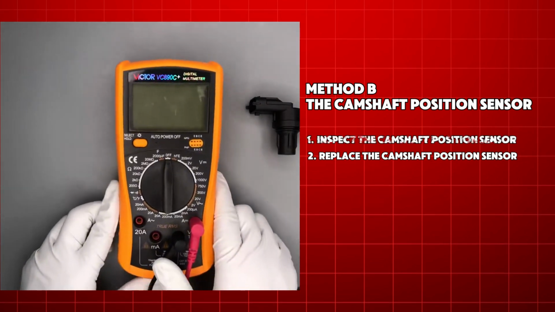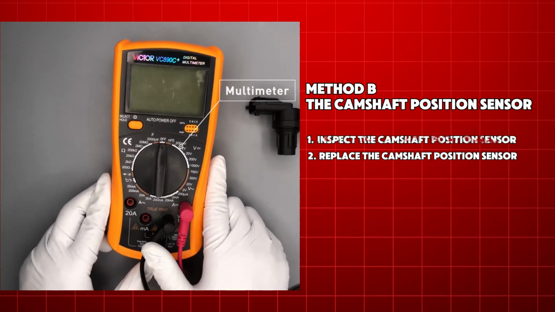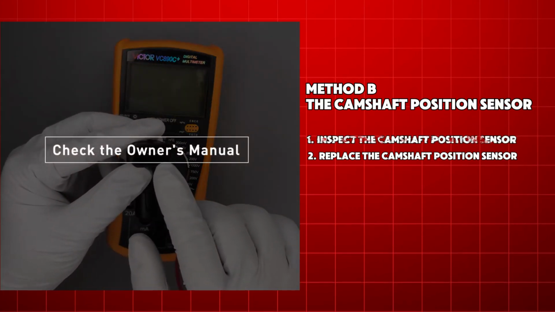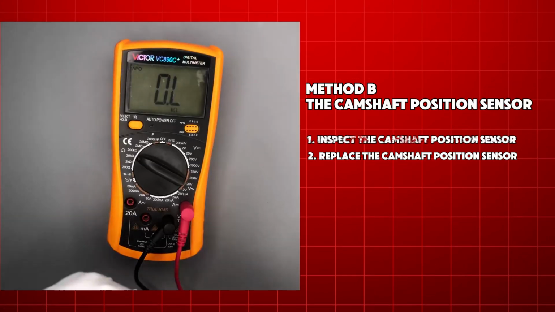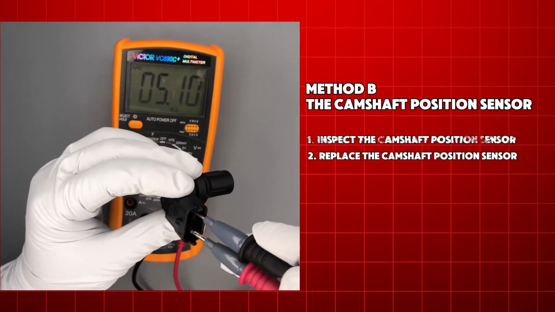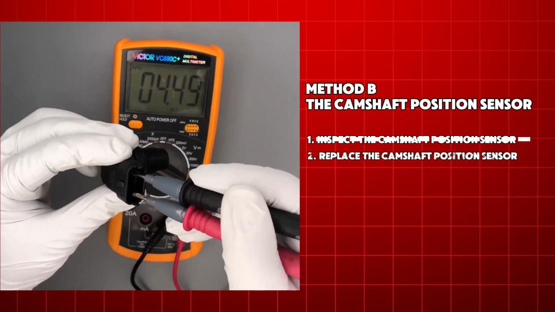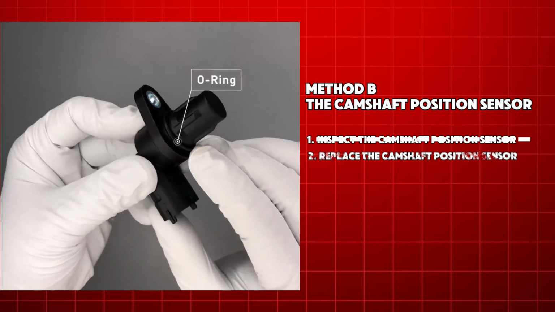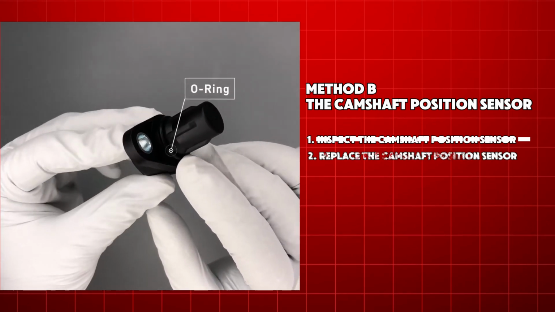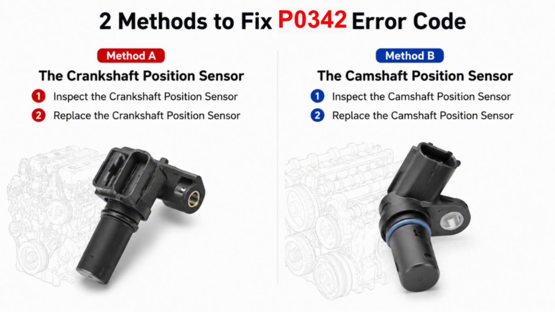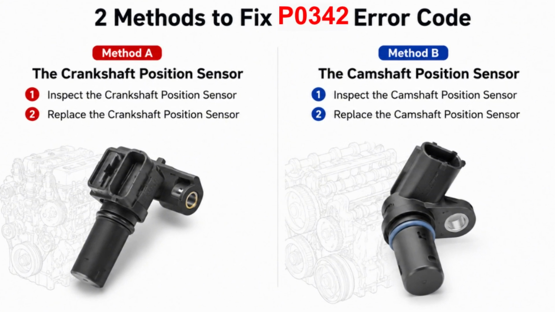Next, use a digital multimeter to test the sensor's resistance and compare the reading with the specification listed in your vehicle's service manual. If the sensor shows no reading or falls outside the recommended range, it is likely faulty and should be replaced. Check for the old O-ring, remove it if needed, then install the new camshaft position sensor securely. So here are two of the most practical solutions to fix this error.